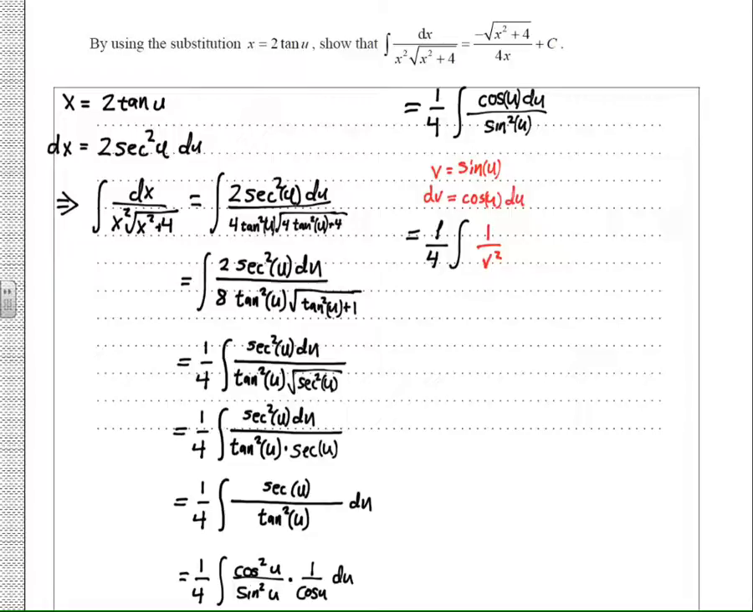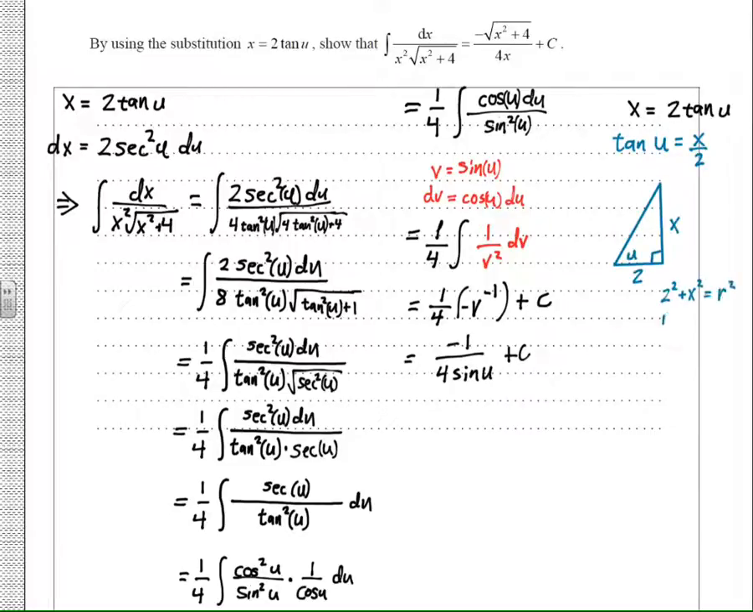I use v this time. v is equal to the sine of u. I use a different letter because I can't use u again, obviously. So dv is equal to the cosine of u du. When I saw the cosine of u du up top, I replaced it with dv. When I see the sine squared, I replaced it with v squared, and that's easy to integrate. Now I put the sine back, so I switched back from v to u terms.